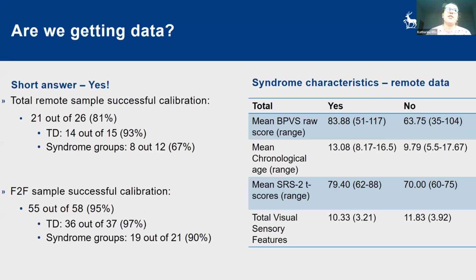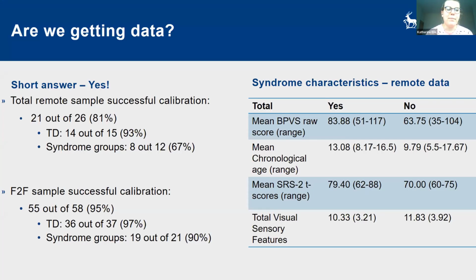But of course, any good cost benefit analysis is going to be dependent on the data. And we are getting some positive results. We're finding that actually kids are able to get past that calibration, and that's a huge achievement, I think. So a lot of the typically developing kids are calibrating, and we're getting useful information out of them. And then for the syndrome groups, actually about 2/3 are managing to calibrate.